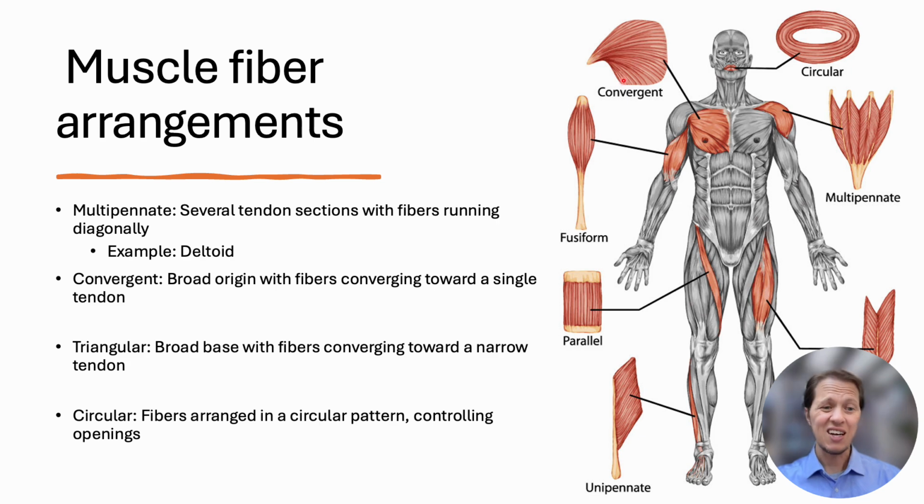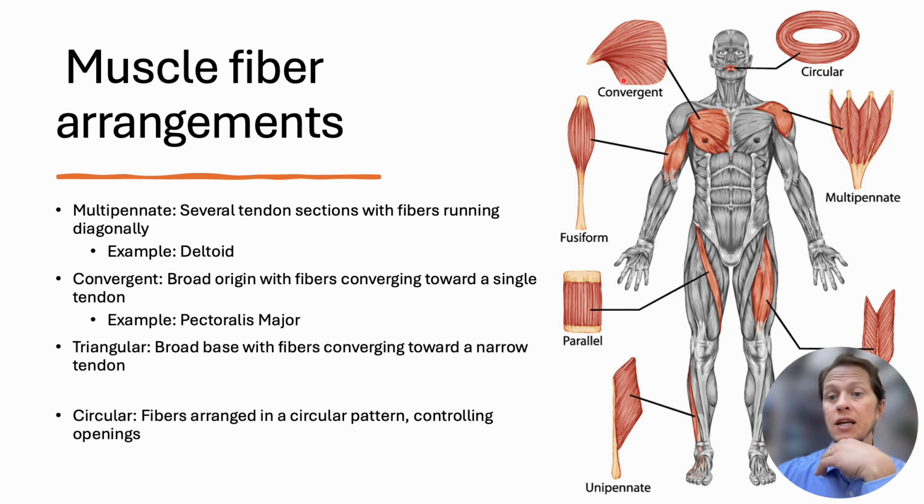Convergent muscle fibers actually look very similar to multipennate. And when I first learned this, and there goes that hawk again, sorry. Convergent fibers, the classic one is your pectoralis muscle, and it looks very similar to multipennate, except it's not multiple different tendons. It is several muscle fibers converging on a single tendon, not multiple tendons. So that's your pectoralis.